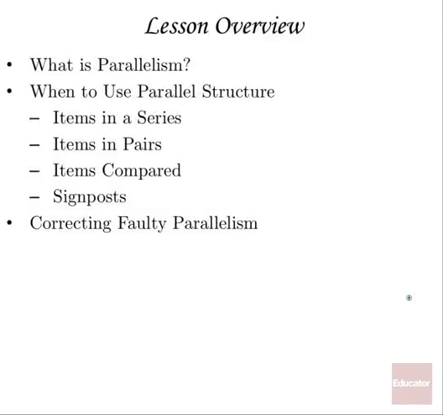Alright, we're going to begin with a brief lesson overview. We're going to ask, what is parallelism? Why does it matter? How does it work? We're going to look at when to use parallel structure in your sentences for items in a series, items in pairs, items that are being compared, and as a grammatical signpost. And finally, we're going to look at how to correct faulty parallelism.